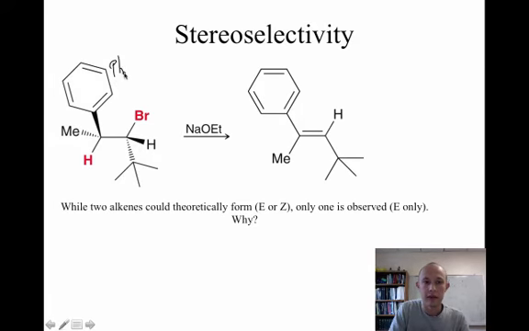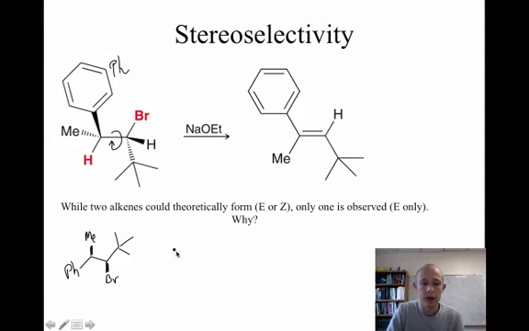Well, let's redraw this in a way that makes this question a little bit easier to answer. Let's abbreviate this as a phenyl group. So we'll have phenyl and the tert-butyl group. If we rotate around this bond, that would orient the bromine up, and that would orient this methyl group up. So if we look at the beta positions, there's one hydrogen here, and there's no hydrogens here. So we have to form a double bond between these two carbons, right?